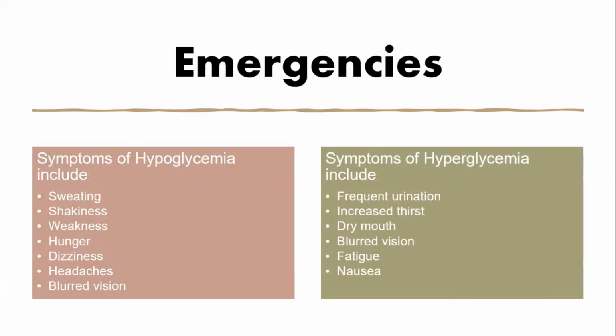Hypoglycemia is when the blood sugar level drops below a target level. Symptoms of hypoglycemia include sweating, shakiness, weakness, hunger, dizziness, headaches, and blurred vision. Hyperglycemia occurs when the blood sugar level rises above a target level. Symptoms of hyperglycemia include frequent urination, increased thirst, dry mouth, blurred vision, fatigue, and nausea.